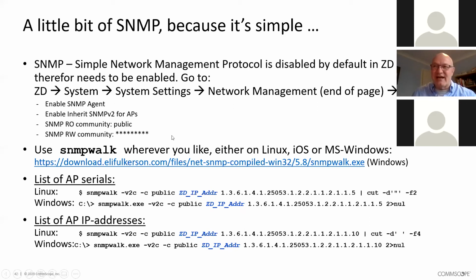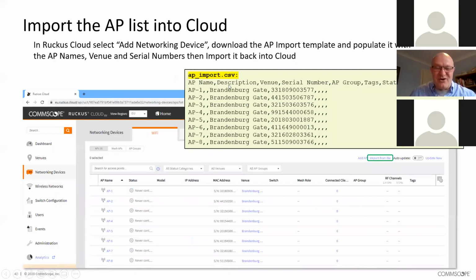Obviously, it's easier if you can export that information from ZoneDirector. All well and good. That's great. We can move forward. What you've then got is, hopefully, a list of access point names, maybe locations, maybe serial numbers, hopefully serial numbers, and also IP addresses. The main bits we need to get into cloud are basically AP names and serial numbers.